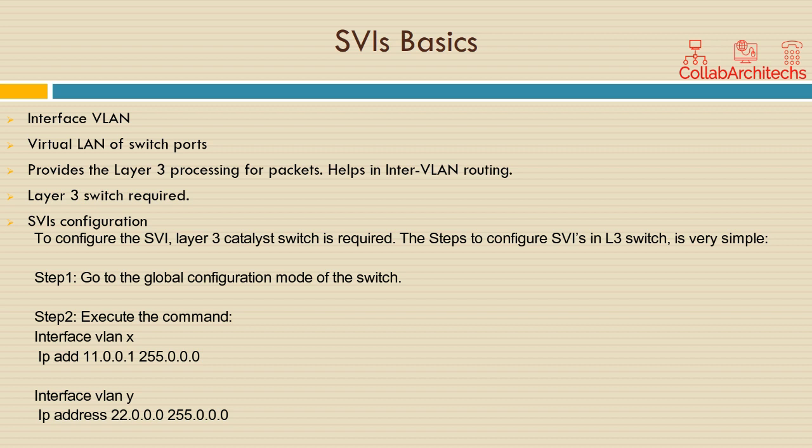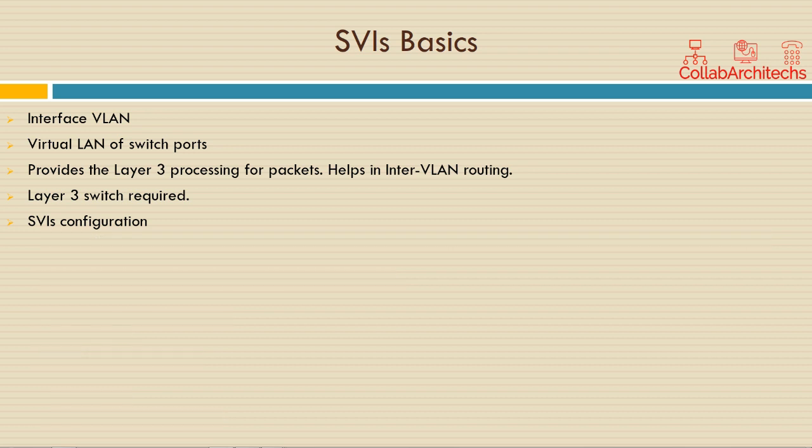Go to the global configuration mode of the layer 3 switch and execute the command interface VLAN and the number, whatever the VLAN you want, and then provide the IP address and the mask inside that. Similarly, you can create another interface VLAN, whatever number, and provide the IP address and mask under that.